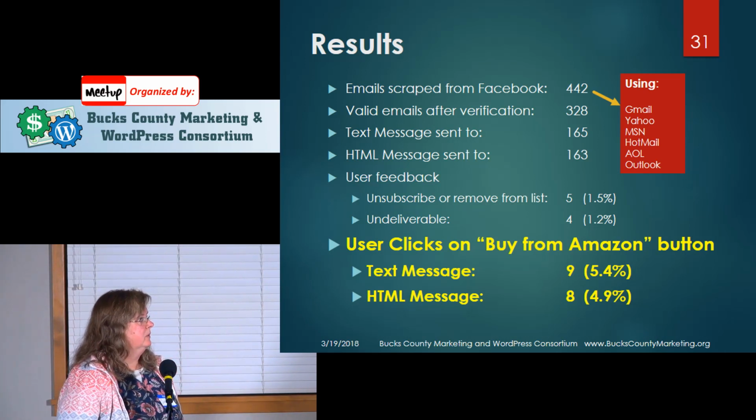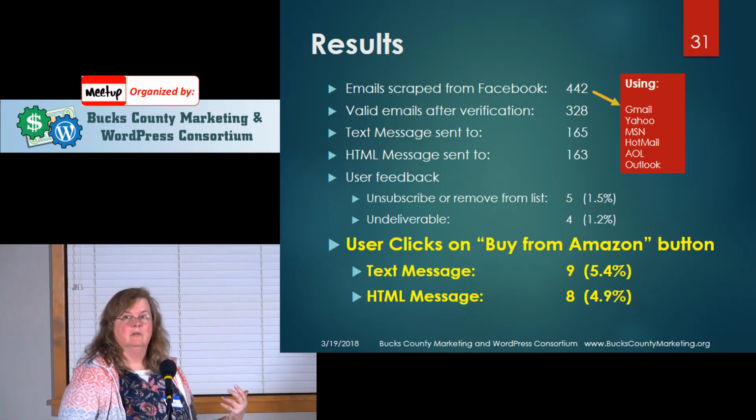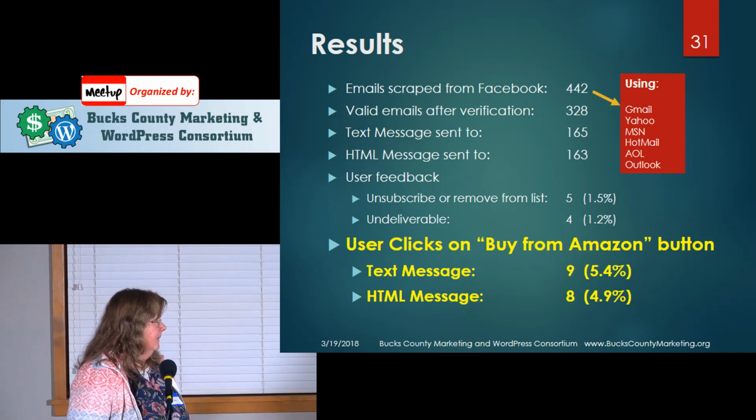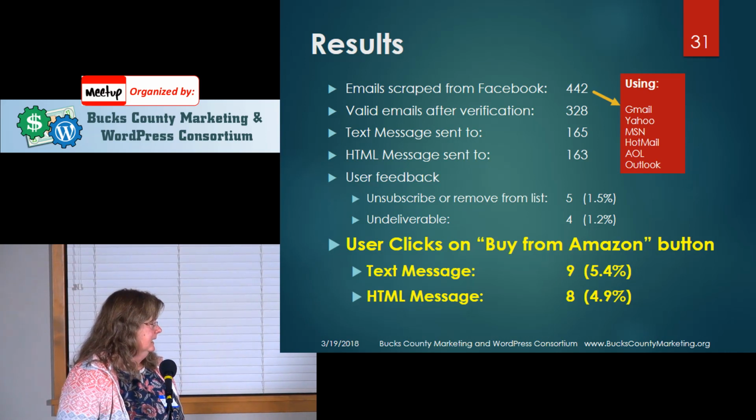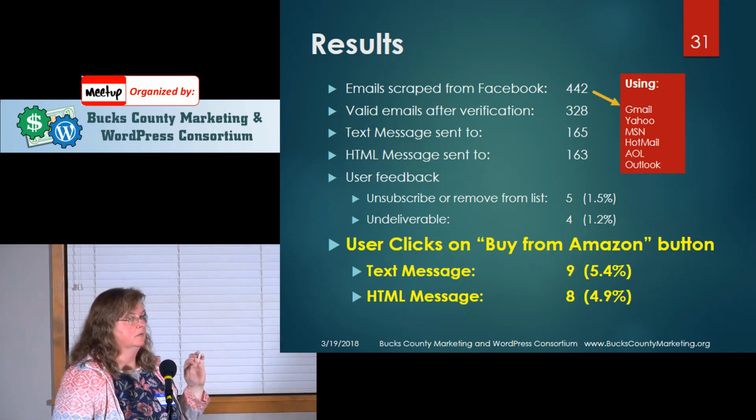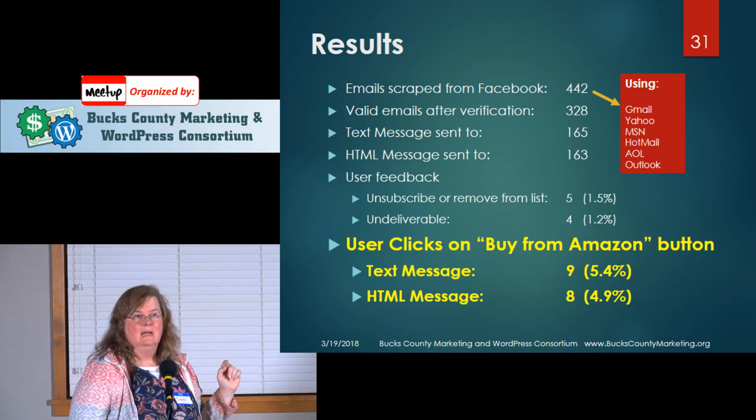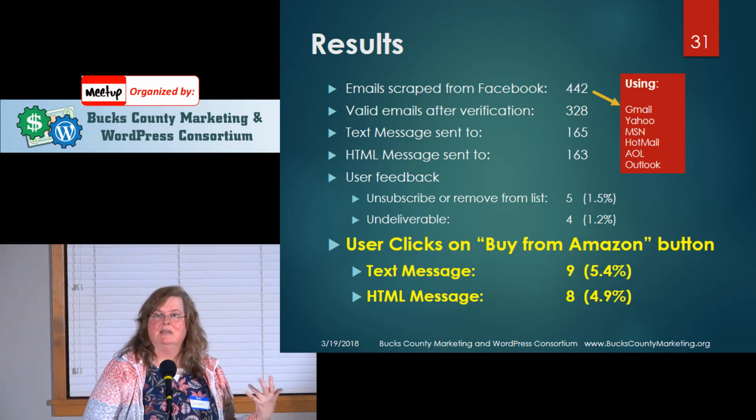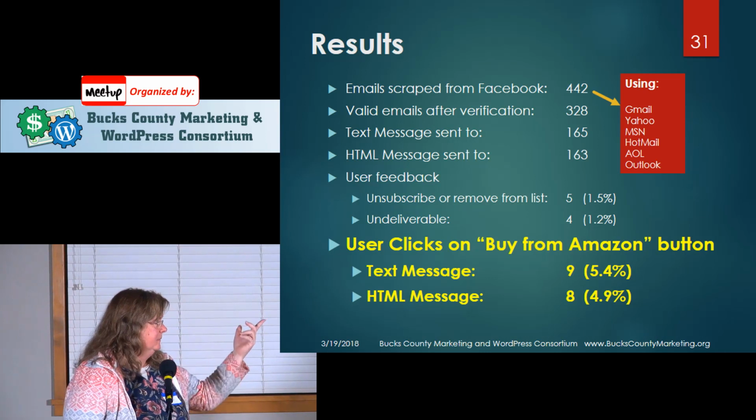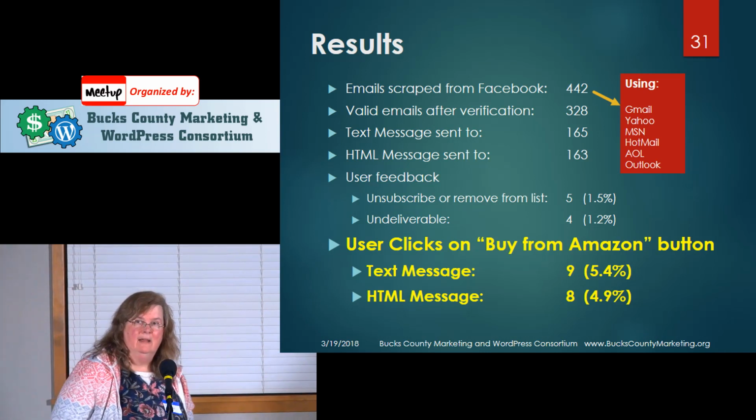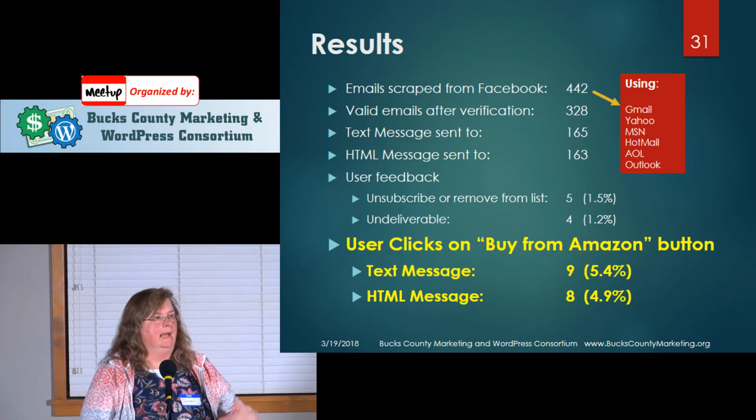And so we tracked that. We tracked the unsubscribes, and I forget what our total was, like 9 removed or unsubscribed, and 4 undeliverable. So that's not bad at all. And then we got the total click-throughs. It was a very, very small amount. When you look at 300-something emails, that's not a whole lot to send out. But you can see the click-through: 9 people actually clicked through out of the 165, and on the HTML, 8 actually clicked through. So that's kind of an average of 5% click-through to actually see the product.